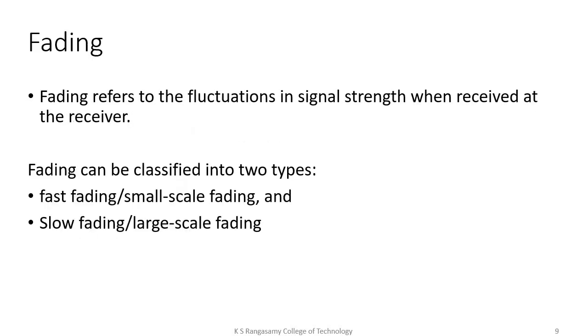So next is fading. So what is fading? Fading refers to the fluctuation in signal strength when received at the receiver. So any fluctuations in the signal received at the receiver is known as fading. Fading can be classified into two types, that is fast fading and slow fading. Fast fading occurs in small scale fading, and slow fading occurs in large scale fading.